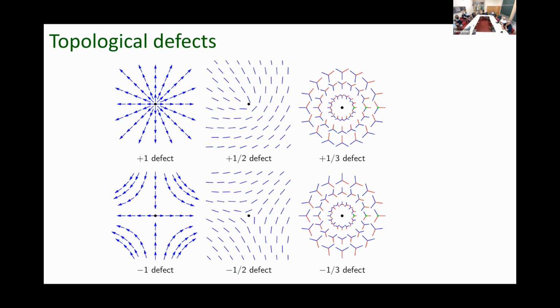So top row are the positive charges, the second one are the negative. The reason it's +1 is if you take one of these vectors and rotate it around the circle, it rotates exactly once. Likewise, if I rotate it around the circle, it only rotates by pi. So pi over 2 pi, plus 1/2. And for the same story, it rotates.